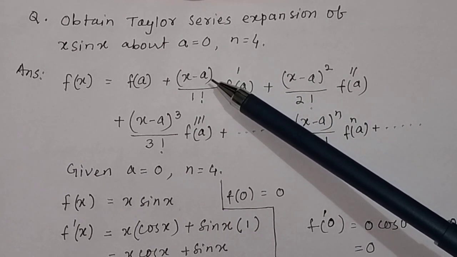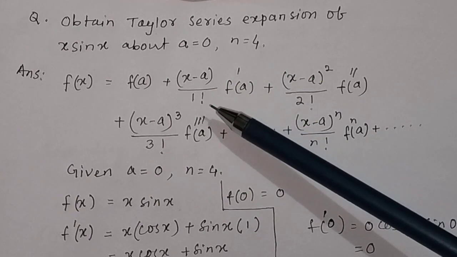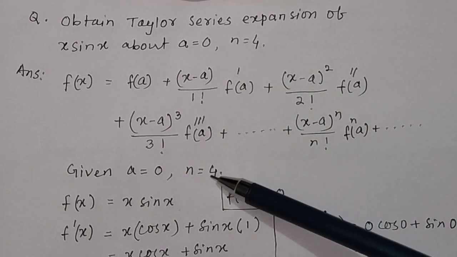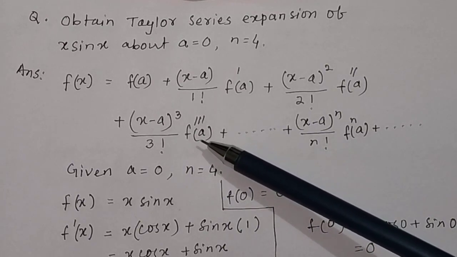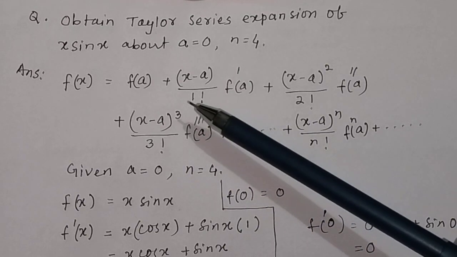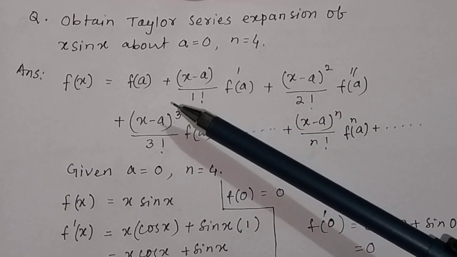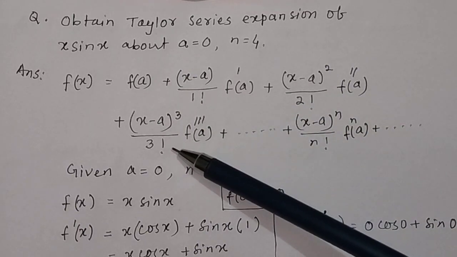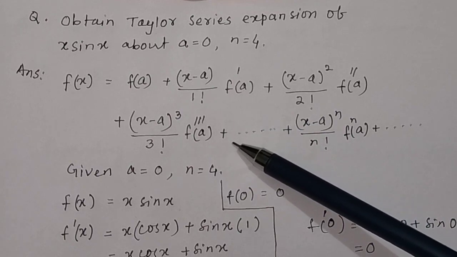If a equal to 0, then the Taylor series is also called the Maclaurin series, and here the value of n is given as 4. That means we have to expand the Taylor series up to n equal to 4. That means 5 terms: 1, 2, 3, and this is for n equal to 3. The next term will be n equal to 4.